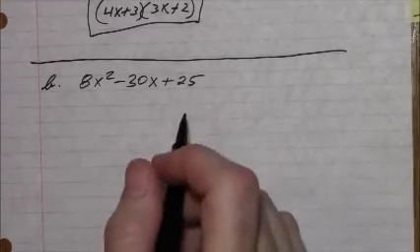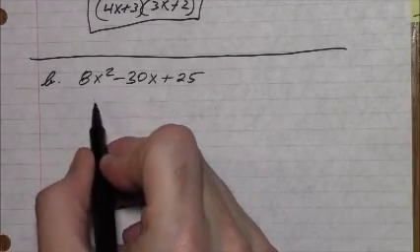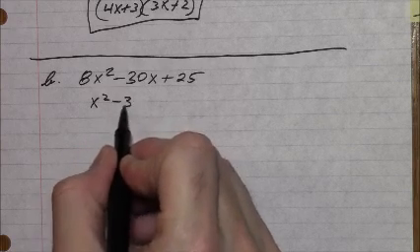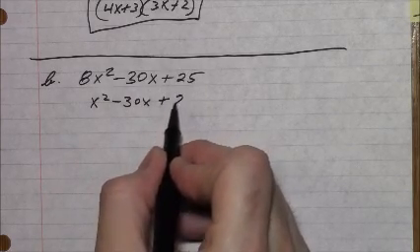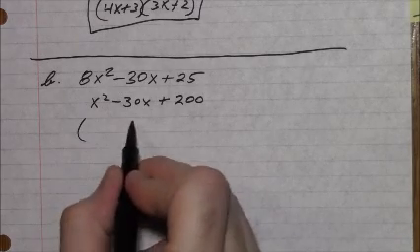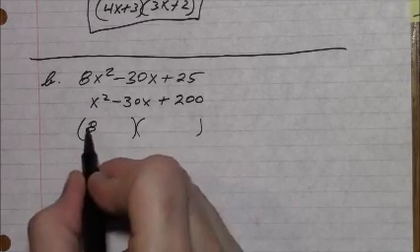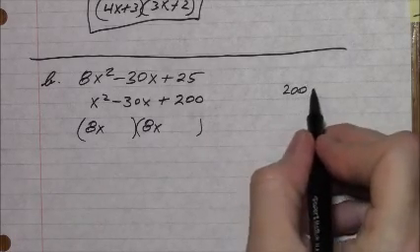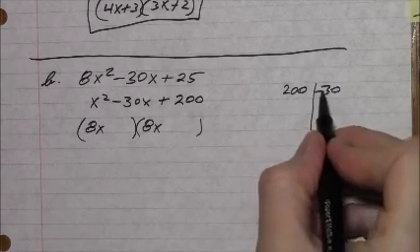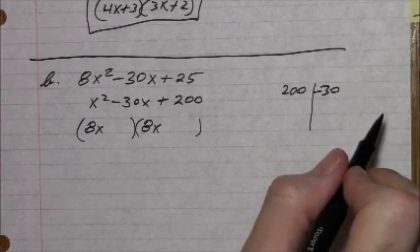Alright, I'm back, and now we're going to look at doing the same thing. I'm going to take the 8 out temporarily. 8 times 25 is 200. I'm going to set up my parentheses here with the 8x back in here. I'm going to come over here and see what multiplies to 200 and adds to a negative 30.